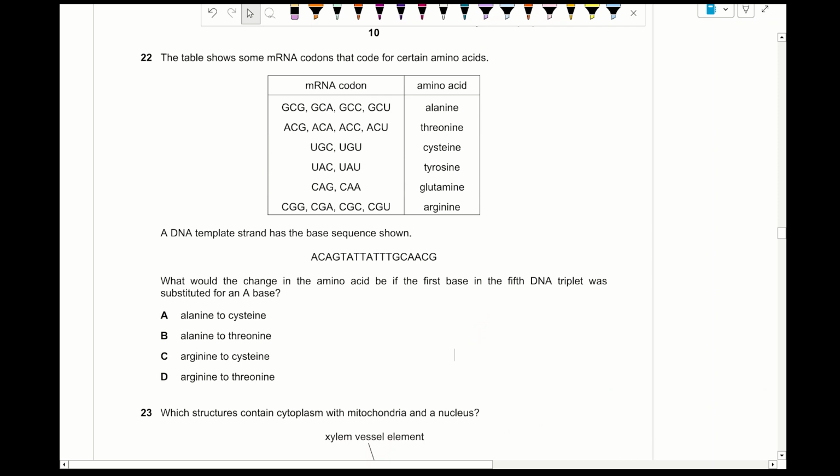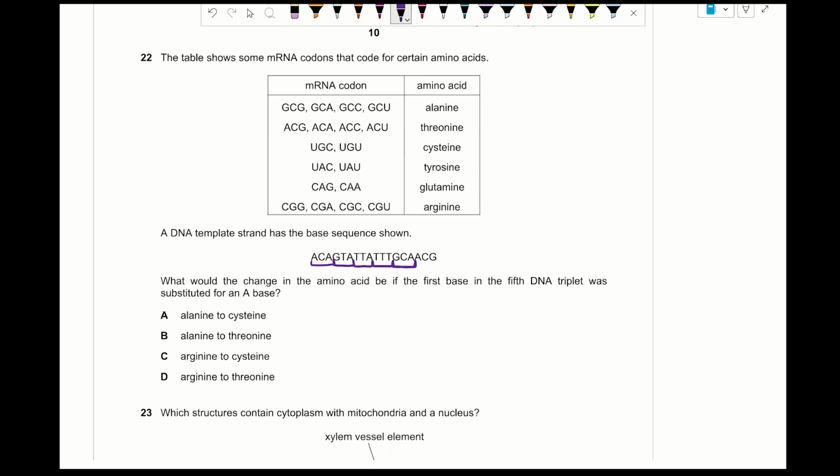Question number 22. The table shows some mRNA codons that code for certain amino acids. What would be the change in the amino acid if the first base in the fifth DNA triplet was substituted for an adenine base? So, a DNA triplet is composed of 3 nucleotides, and a base is a part of a single nucleotide, since a nucleotide is made of a nitrogenous base, a pentose sugar, and a phosphate group. Now let's look for the fifth DNA triplet. So the first, second, third, fourth, and fifth.